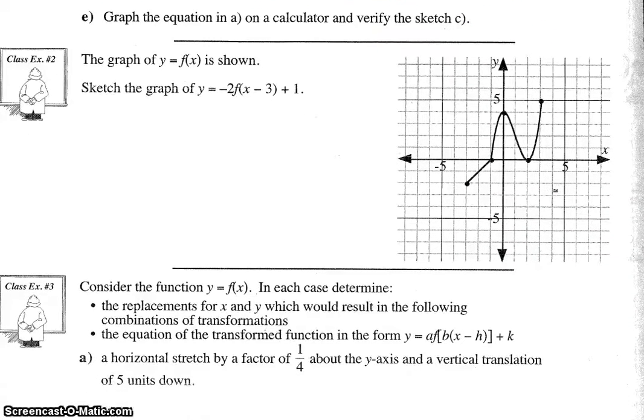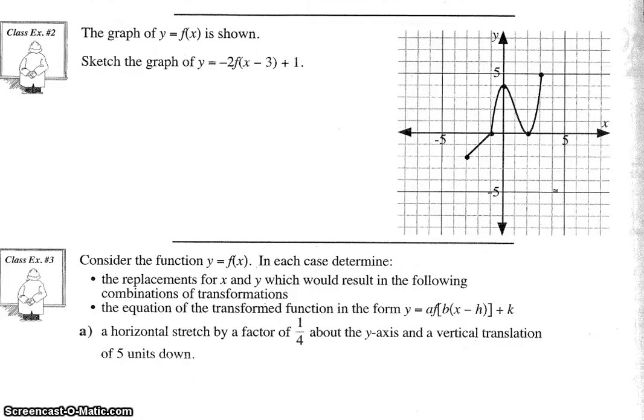Okay, let's take a look at example 2. Okay, the graph of y equals f of x is shown. Sketch the graph of y equals -2 bracket f of x minus 3 plus 1. Okay, so before you just jump into this, you need to write down your transformations, even just in abbreviated form for your own reference. And remember the order, sort it out, right?